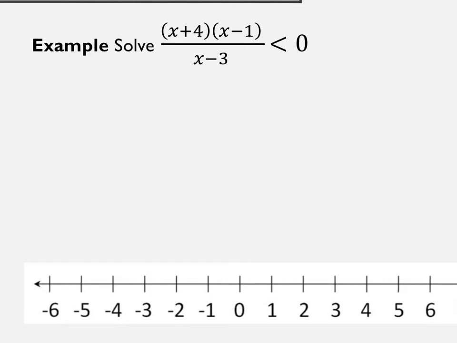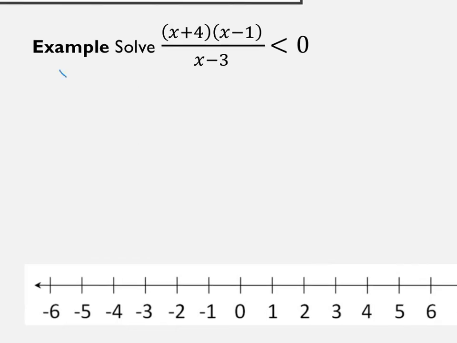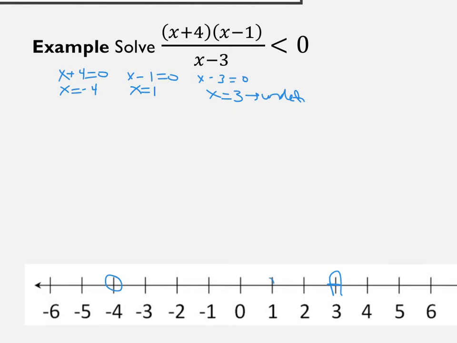Let's look at another example, and we're going to do essentially the same thing that we just did. So we will set each factored piece equal to 0. So x plus 4 equal to 0, x minus 1 equal to 0, and x minus 3 equal to 0. And x equals 3 is where it is undefined. So on our number line, we'll put an A on the 3. X minus 1 equal to 0 is x equals 1, and x plus 4 equals 0 is x equals -4. So for those values, we put zeros. Okay, so now we're ready to test some points.